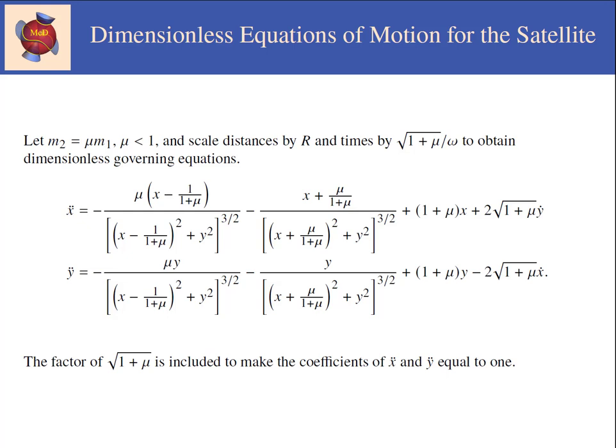So we're going to scale time by the square root of 1 plus mu over omega. The inclusion of the dimensionless quantity square root of 1 plus mu is a mere convenience that makes the coefficients of x double dot and y double dot equal to 1. So please note that these equations are completely dimensionless.